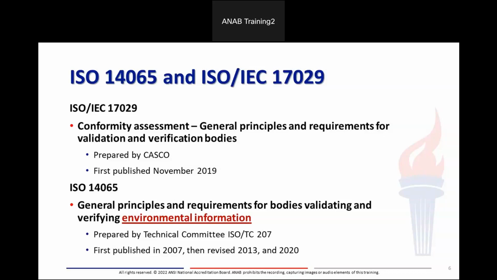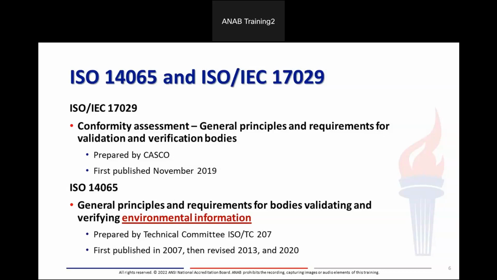ISO 14065, titled General Principles and Requirements for Bodies Validating and Verifying Environmental Information, was prepared by the ISO Technical Committee 207, and this was first published in 2007, so a number of years prior to 17029. Since then, this document has gone through two revisions, one in 2013 and the most recent in 2020. The current version has been aligned with the requirements of ISO IEC 17029, and the scope has been expanded to include bodies performing validation, verification, and agreed upon procedures in all areas of environmental information, not just greenhouse gases.